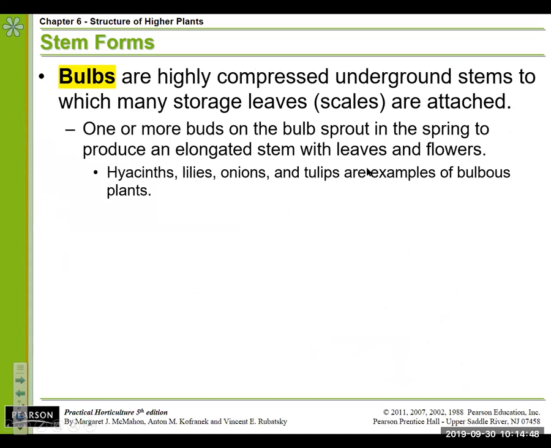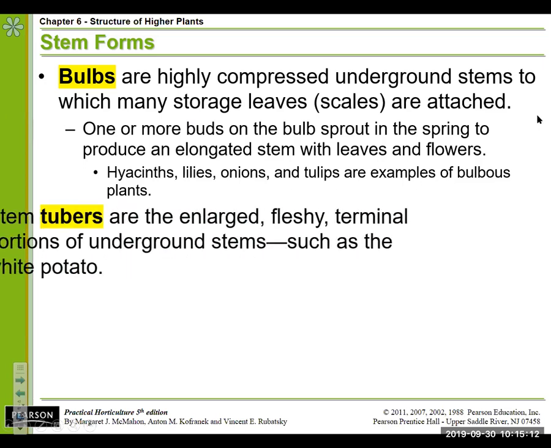Again, these are storing energy. They're not really roots though, right? Their roots come out from the bottom of them. Most bulbs have these scales on them that are basically just the storage leaves, and then later on, they become the leaves of the plant. So we have onions and tulips as examples of these bulbous plants.